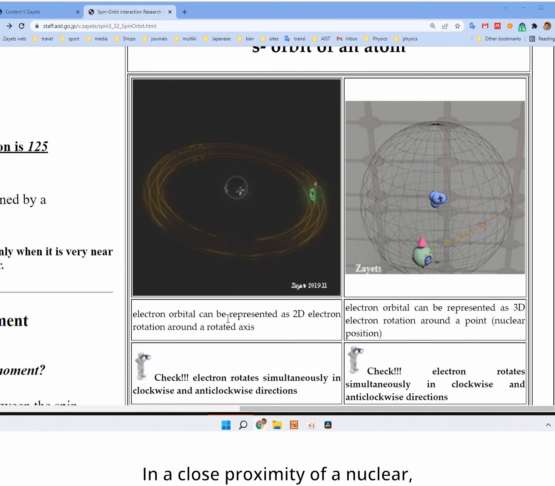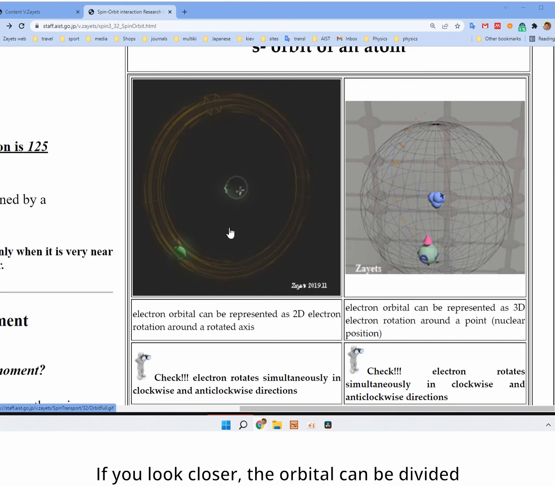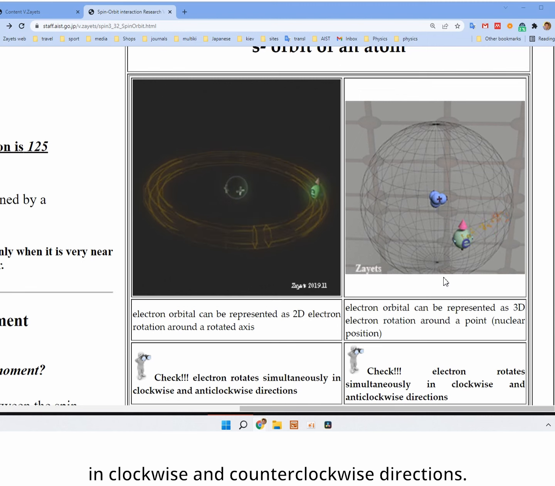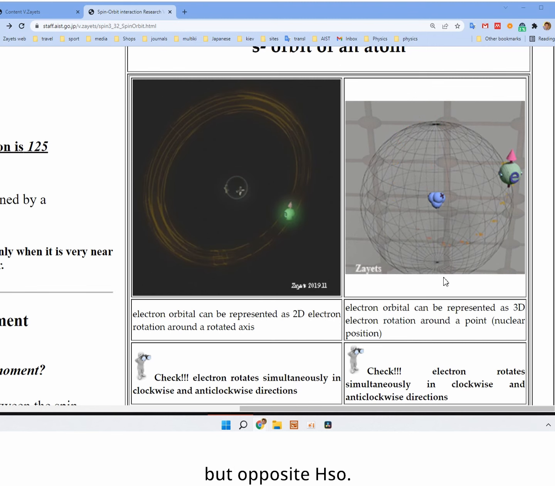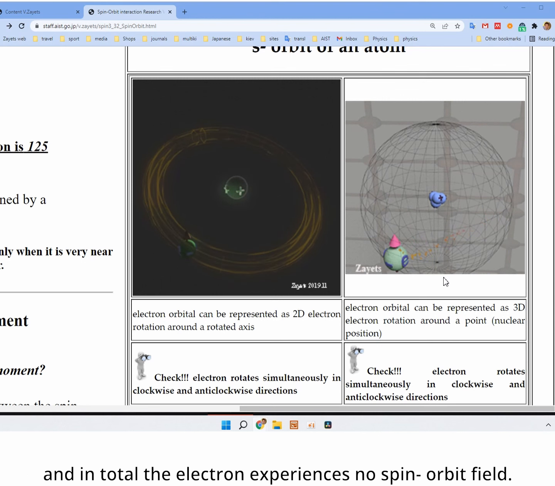In close proximity of the nucleus, the electron orbital is center-symmetrical. If you look closer, the orbital can be divided in two equal paths where the electron moves in clockwise and counterclockwise directions. For these two paths, the electron experiences an equal but opposite magnetic field of spin-orbit interaction. As a result, the two contributions compensate for each other, and in total the electron experiences no spin-orbital field.